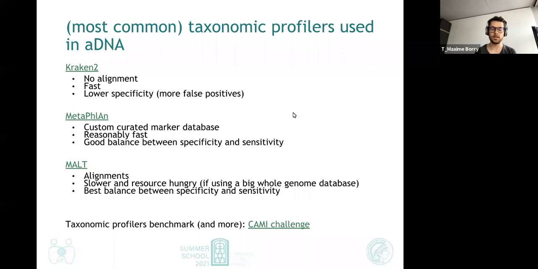And the last one that is commonly used is MALT. It's a program that can use big whole genome databases, but when you use these big whole genome databases, it becomes quite slow and very resource hungry, to the point that sometimes you can't even use it because it requires too many resources to run. However, if your sample is small enough and if you have a computing server or cluster big enough, and when I mean big enough, I mean very, very big, we're talking about terabytes of memory here, it usually provides the best balance between specificity and sensitivity, but you have to be patient. Some samples could take days or weeks to run. And yeah, you need very, very big servers.